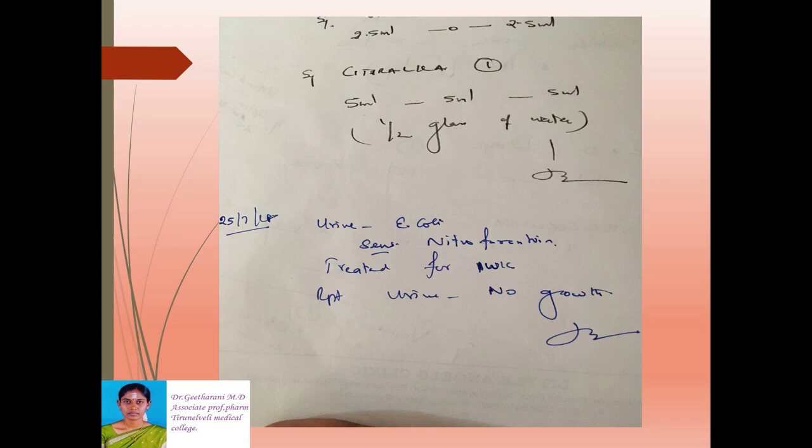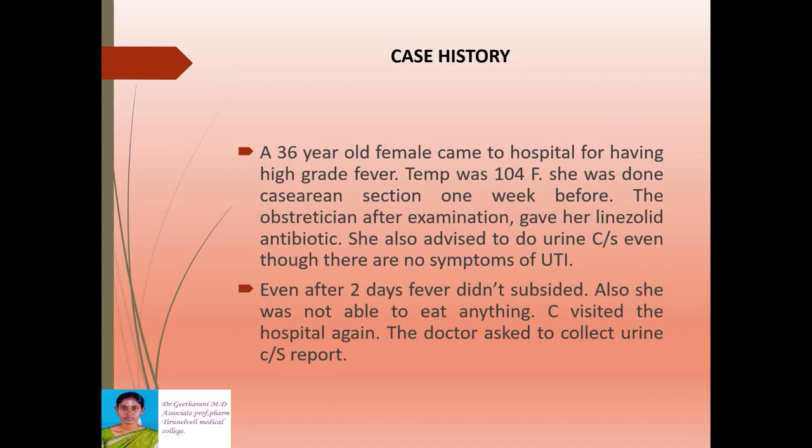The 50 mg tablet was split into 3 parts and dissolved in water, and the baby was asked to consume that, and she was treated effectively with a cheaper and equally effective drug. Repeat urine was taken after 10 days and it showed no growth. So this is the way to treat a patient with a UTI, and this is a case history of my own kid.